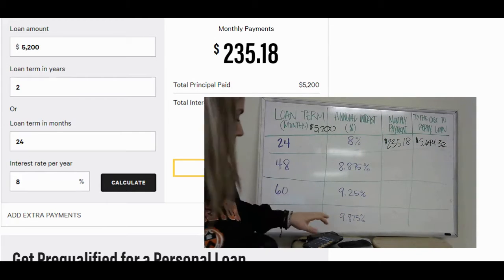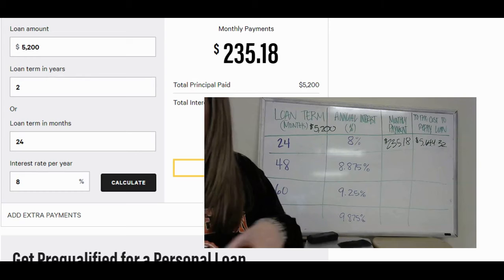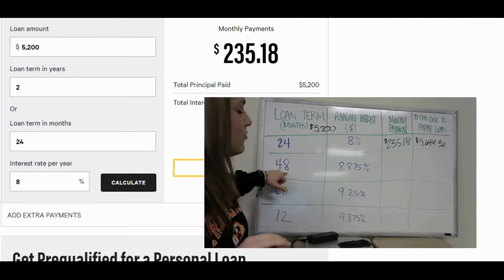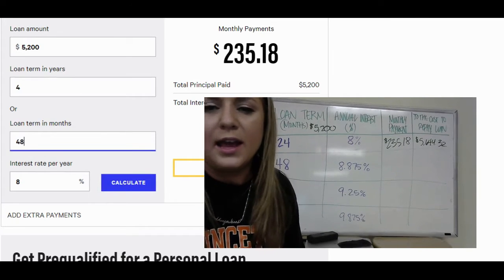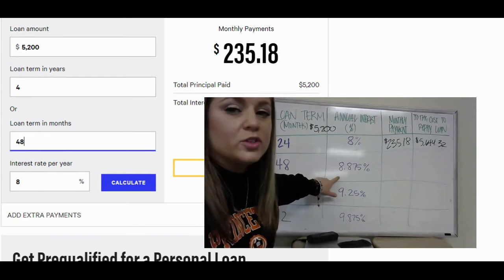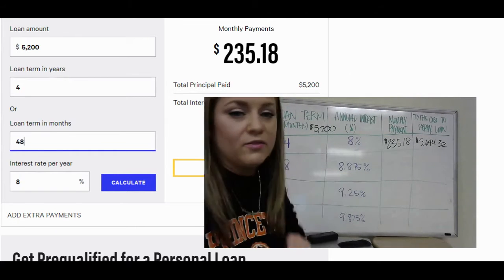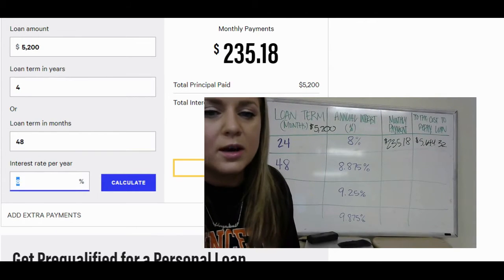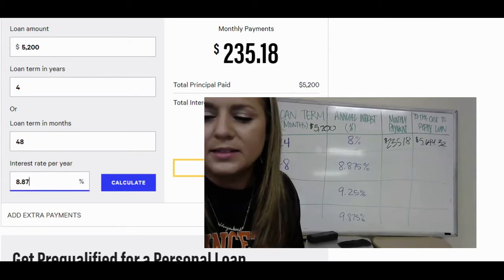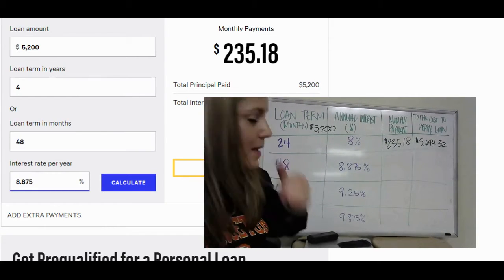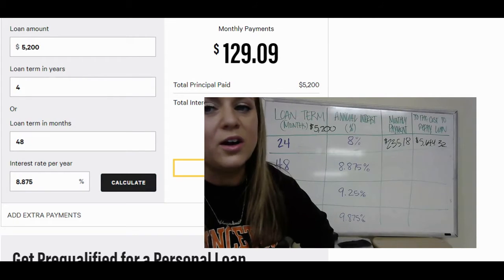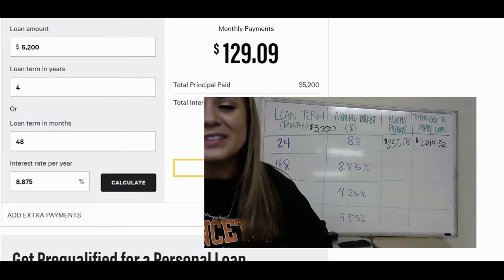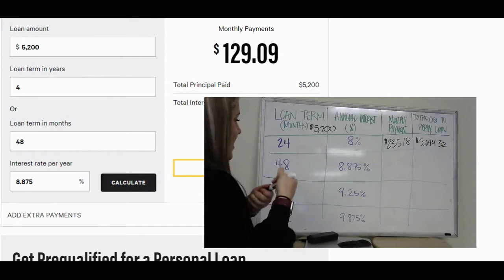All right, next up, we have the loan term of 48 months. So this time, let's go in here, down here, and put in 48. Our interest rate this time is 8.875%, so I'm just going to do 8.875. Now let's look at our monthly payment. It's $129.09.